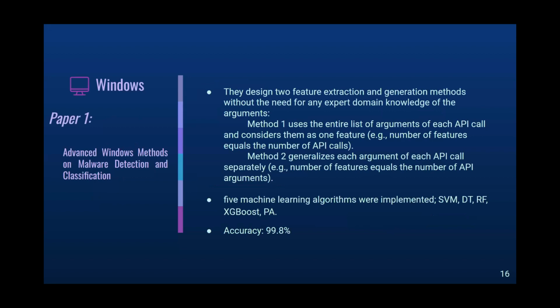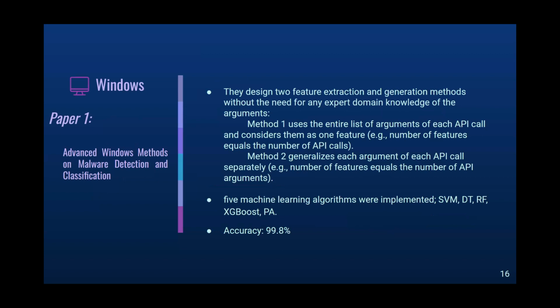I chose two papers in each one, as I said, one for machine learning and one for deep learning. I picked these specifically because I found out they were the most cited and had the best accuracy, I believe.